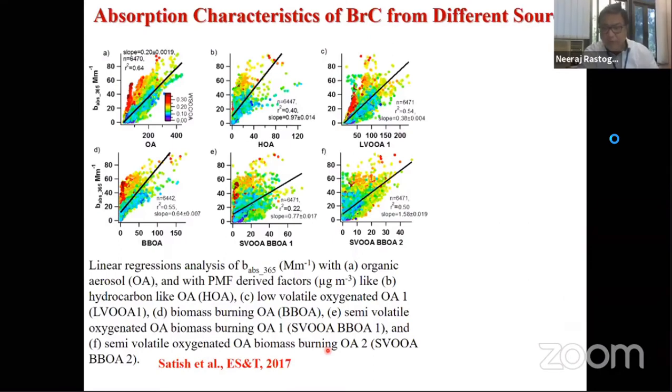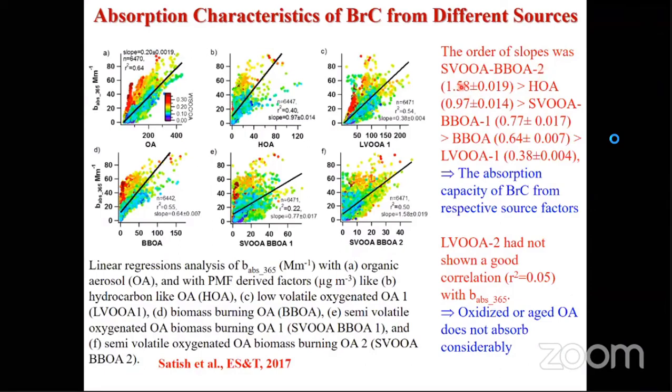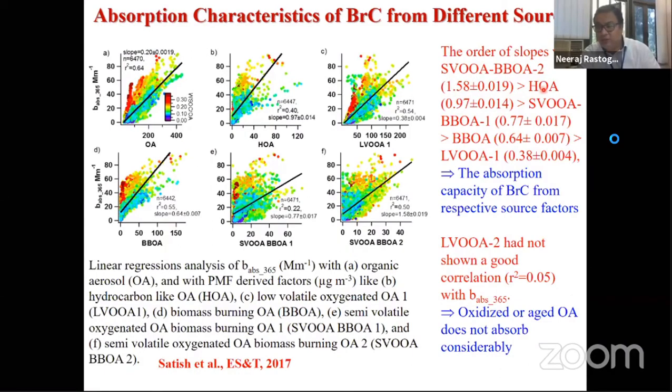So what we observed, the order of slope was, this was the highest. Slope was 1.58 for this particular source, followed by HOA 0.97, followed by 0.77, followed by 0.64, and then 0.38. So the more oxidized the OA, the less the MAE. What it means is that the absorption capacity of BRC from different sources is different, and this order tells the relative absorption capacity of BRC from different source factors.